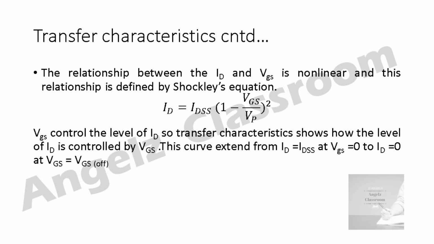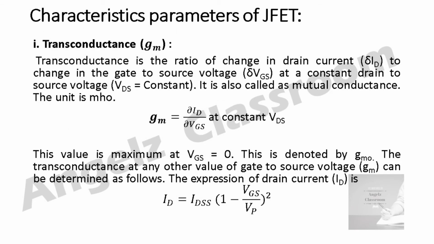So, VGS is your gate source voltage and VP is your pinch off voltage. Next, we are going to see the characteristics parameter of JFET. So, the first parameter is your transconductance. Transconductance is the ratio of change in drain current to the change in gate source voltage.